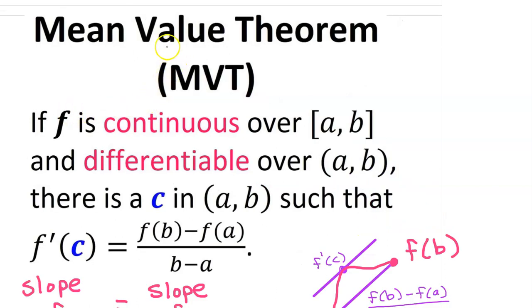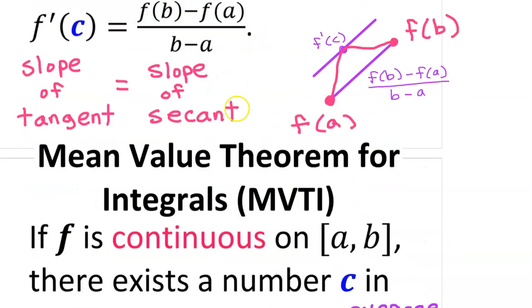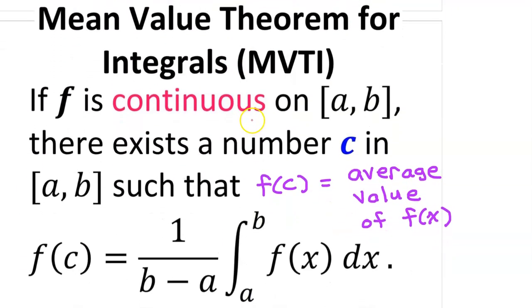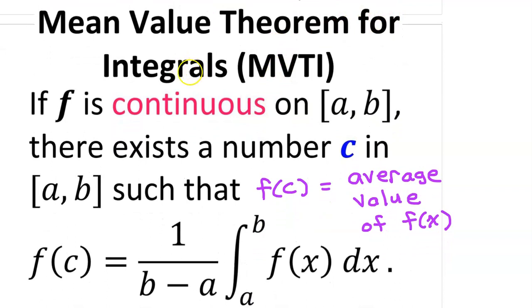So you see that we have two different mean value theorems. We have one for derivatives and now one for integrals. But if you ever just see mean value theorem, it automatically means the one for derivatives. If they want to refer to the mean value theorem for integrals, they have to specifically say for integrals.